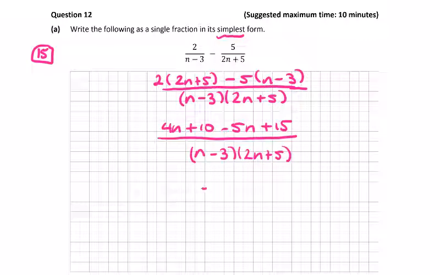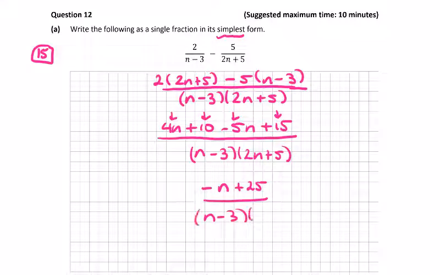So 4n minus 5n, minus n. And then 10 plus 15, just take them off as you go, plus 25 over n minus 3 over 2n plus 5. If you multiplied it out, they would give you full marks, but you don't have to. No point in making a mistake when we don't have to do the work. So 15 marks for an easy enough algebraic fraction.